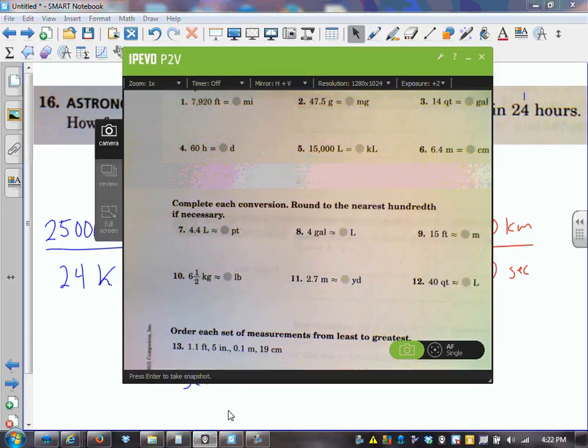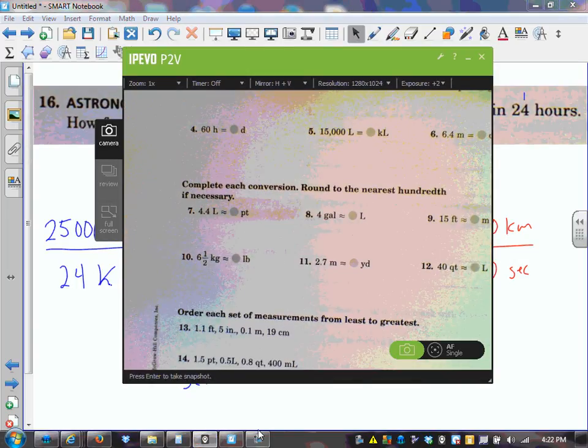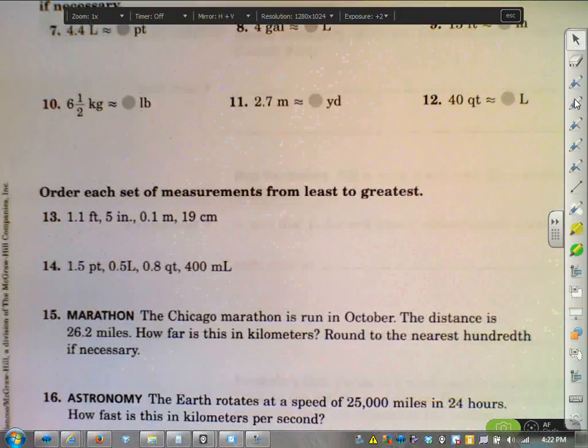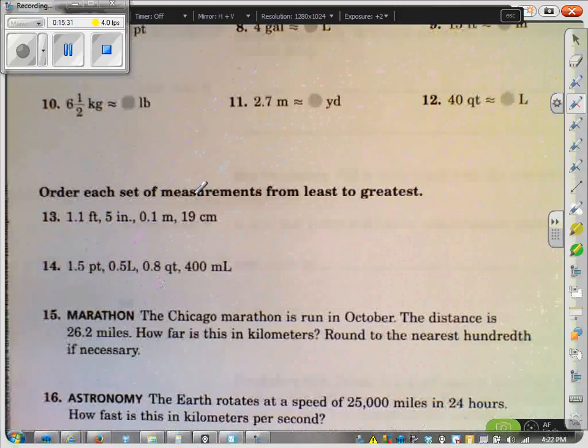I think, no. 15 is actually just like the other ones. It's just in words. So don't let that scare you off. This is just like these, but it's in words. It's basically saying 26.2, which I think is a marathon. Miles is how many kilometers, right? So it's just like those. There is a direct miles to kilometers, round to the nearest hundredth if necessary. So this is the only one that was a rate, but you can do it.